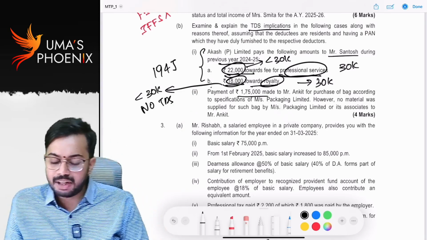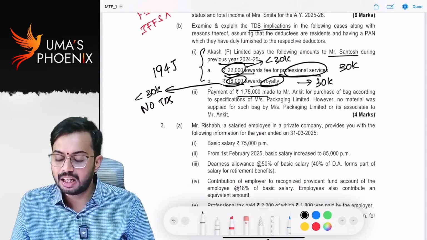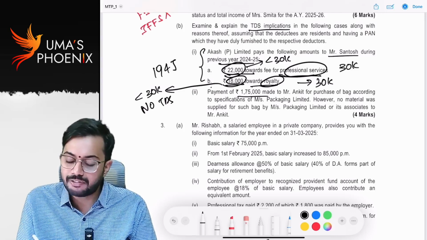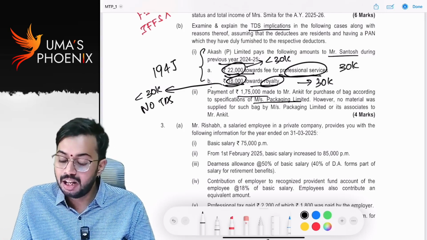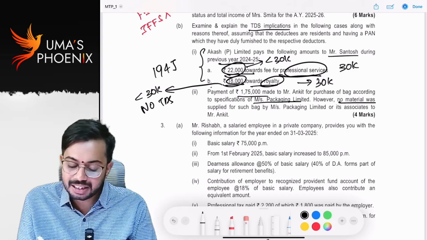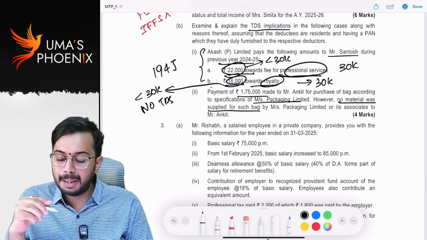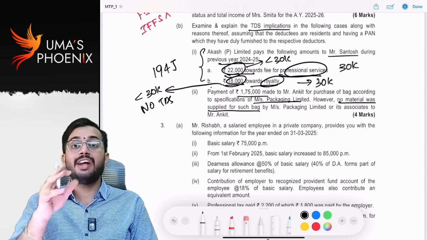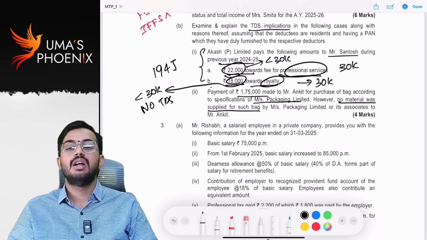Payment of 1,75,000 made to Mr. Ankit for purchase of bag according to specifications of Merces Packaging Limited. Here, no material was supplied for such bag by Packaging Limited or its associates to Mr. Ankit. I told one example in the class.